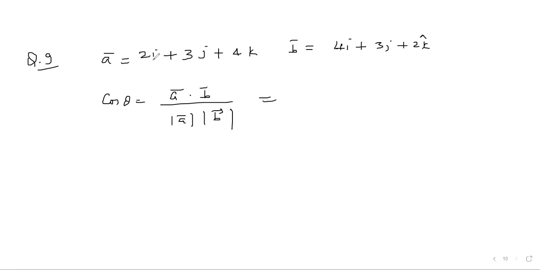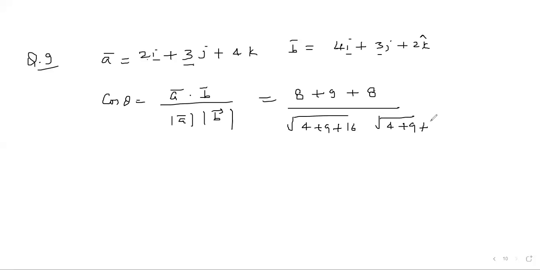So A dot B: coefficient of I gives 8, then 3 times 3 is 9, and plus 8, divided by the square root of 4 plus 9 plus 16. Similarly, 4 plus 9 plus 16. Root 29 into root 29 will give 29. And this will become 25 upon 29. So theta equals cos inverse 25 upon 29.